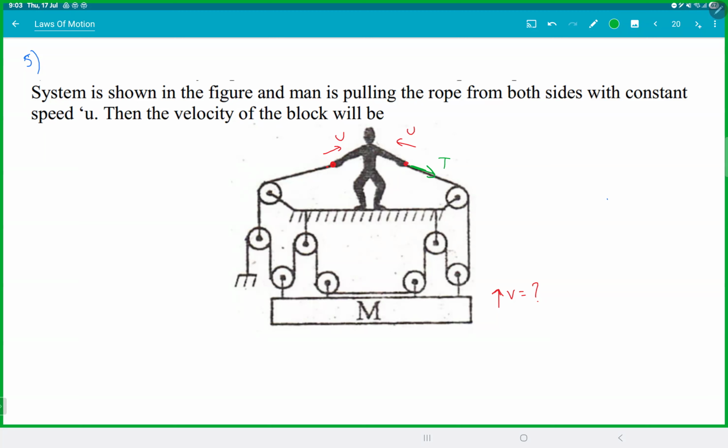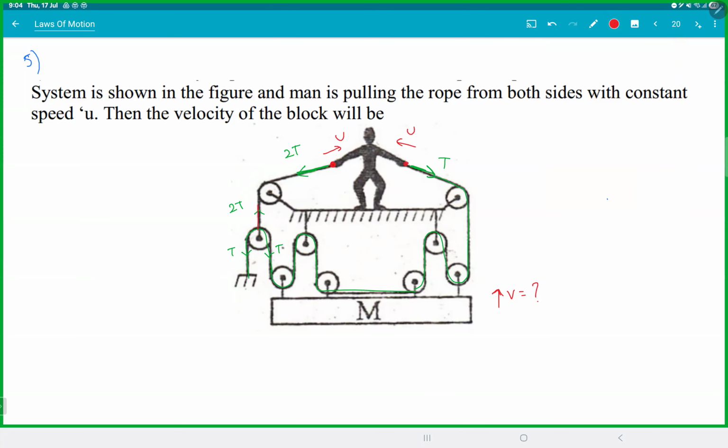Now be careful here. The tension is not same on both the sides. Look at this string. There is some catch here. It is not the same string on both the sides. That means if this is tension and this is tension, this will be 2T. So this side, the tension is 2T. That is one of the traps you have to be careful about. Both the sides, the tension is not same. Are you clear with this?